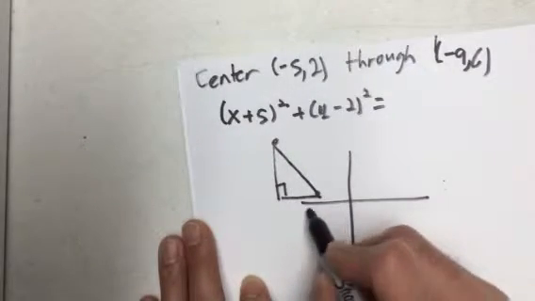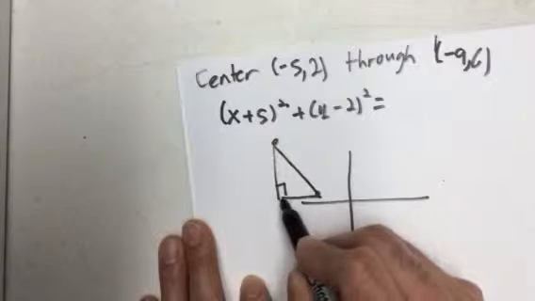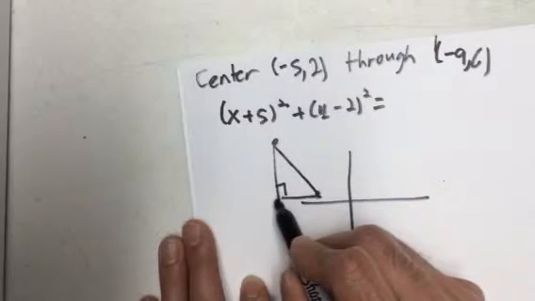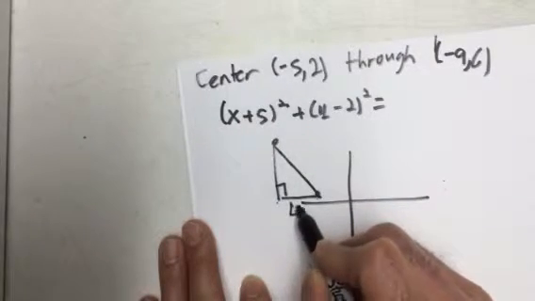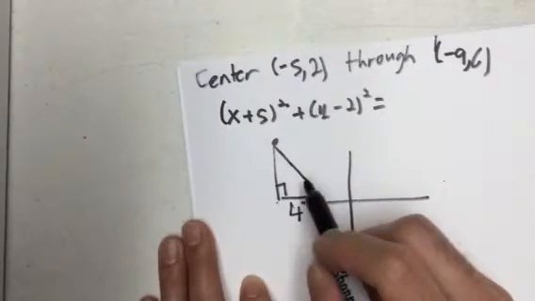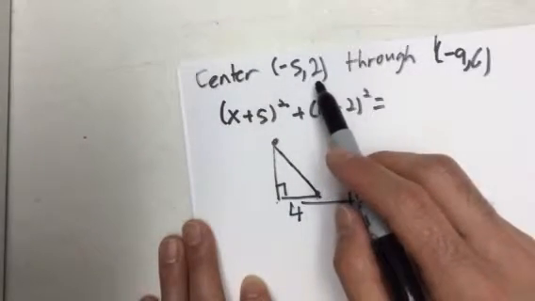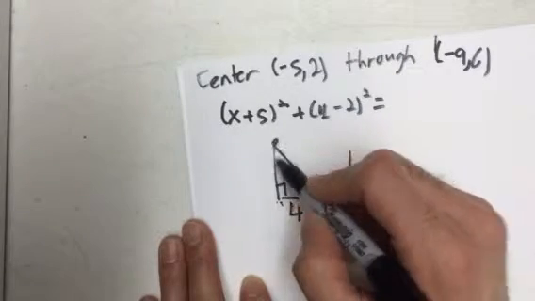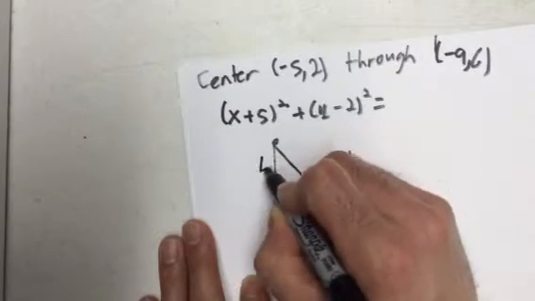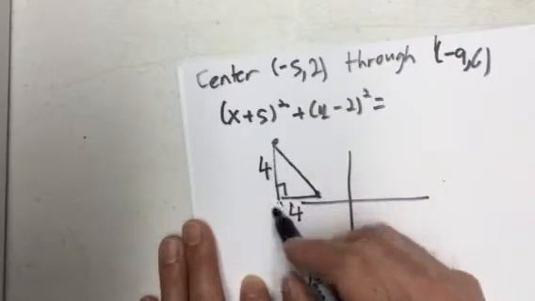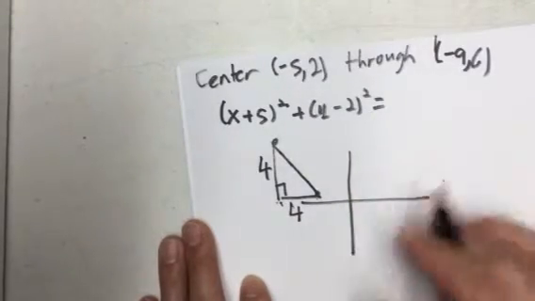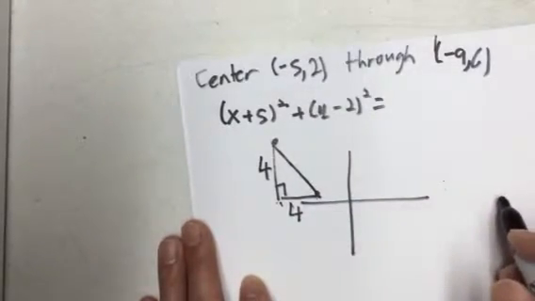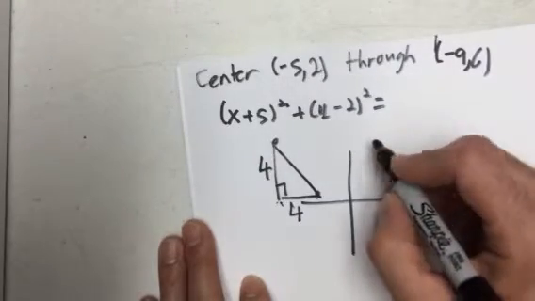So we were at −5, we went to −9, so from 5 to 9, that's a distance of 4. In the y direction, we were at 2, and we went up to 6. So from 2 up to 6 is a distance of 4 as well. So this is a 45, 45, 90 right triangle. If you remember stuff about that, you might be able to tell what the hypotenuse is right away. Otherwise, use the Pythagorean theorem.